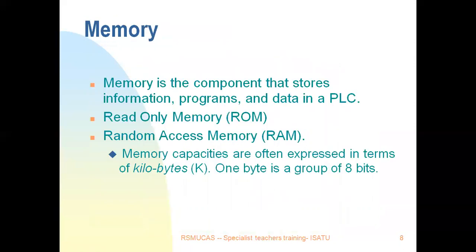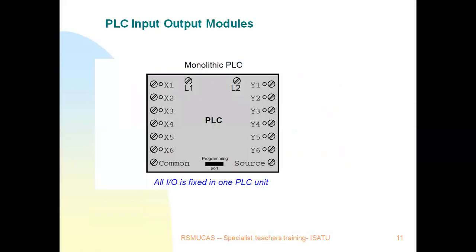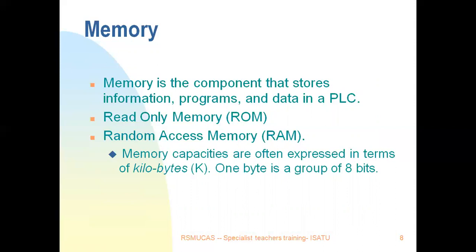Memory. The PLC memory is where the data or the information is being stored. We have the two major parts of the memory circuits. We have the ROM, or the read-only memory, and we also have the RAM, which is the random access memory. The ROM usually records the operating software used by the PLC, while the RAM stores the program being created by a programmer.